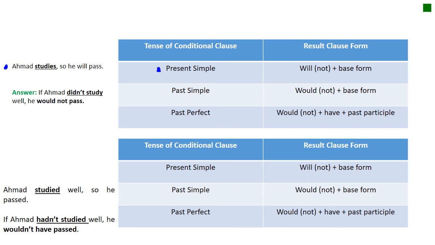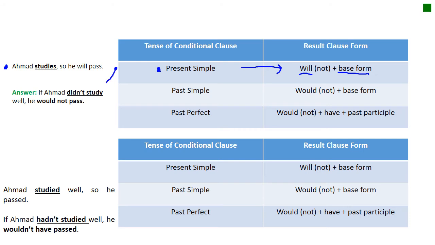Because it's in the present simple, the result clause needs to be written in will or will not, depending, plus base form. Will plus base form. Now, if I want to change this to a supposition, this is real about Ahmed. I want to put it in the conditional, meaning in the if form. Now, it's in the present simple, isn't it? Here we are at this point. So I need to move 1 step back in the timeline. Present simple becomes what? I hear you say it, past simple.